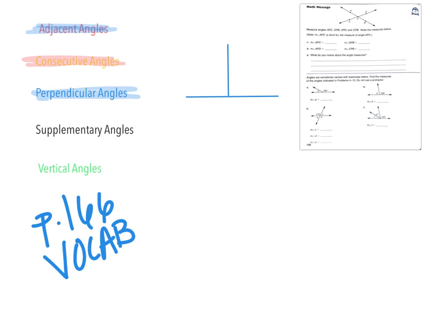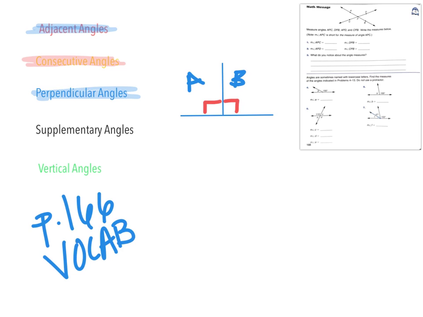So here's our example of our perpendicular angles. When we hear the word perpendicular, we know we're talking about something that has a 90-degree angle measure. So on both sides of this you can see 90-degree angles. So these two angles, let's call this one angle A and this one angle B, are perpendicular angles.